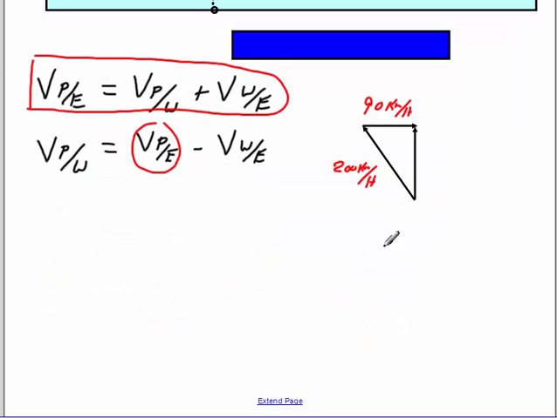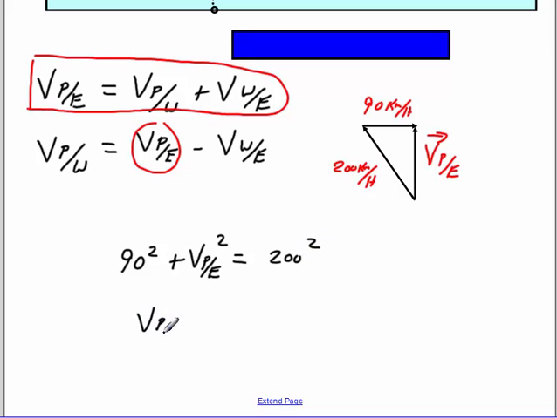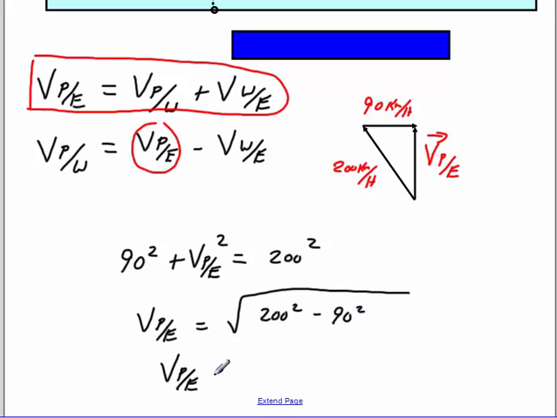Now to solve this, this is going to be the velocity of the plane with respect to the earth. We can just use the Pythagorean theorem. So 90 squared plus the velocity of the plane with respect to the earth squared must equal 200 squared. So the velocity of the plane with respect to the earth is equal to the square root of 200 squared minus 90 squared. If you do that, you'll find the magnitude of the velocity of the plane with respect to the earth is 178.61 kilometers per hour.